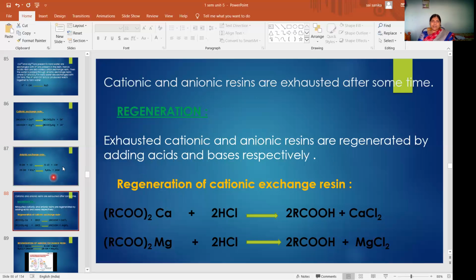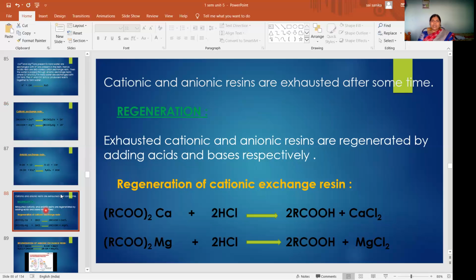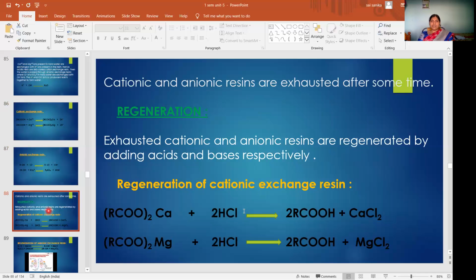Whatever products are formed during this exchange of cations will remain there only. Okay. So during the anionic reactions, whatever products are formed will be retained in the tank itself. So what happens when you add acid? The acid will react with this one, and then you will get acidic resin and some byproducts, that is calcium chloride. If it is magnesium, magnesium chloride will be found. So like this you can regenerate acidic resin.